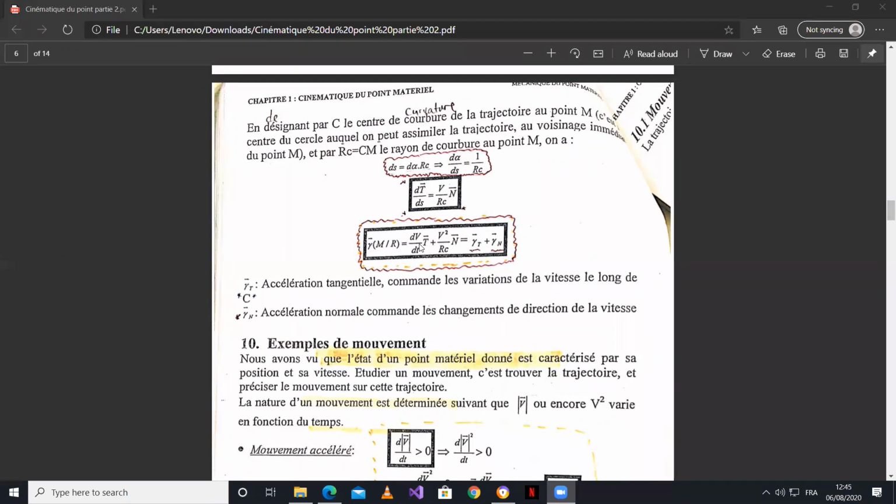Okay, good. So far, we have looked at la vitesse dans les coordonnées cartésiennes, cylindriques, and sphériques. You guys are supposed to know that. And we have also looked at la vitesse dans le repère de Frenet. We have also gone on to study l'accélération dans les coordonnées cartésiennes, cylindriques, and dans le repère de Frenet. What's left is l'accélération dans les coordonnées sphériques, okay?